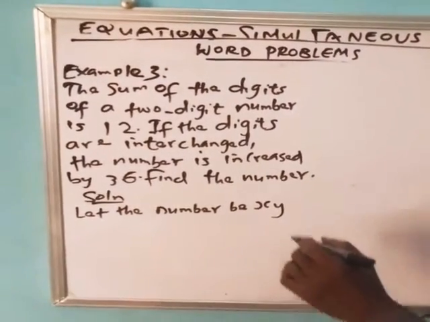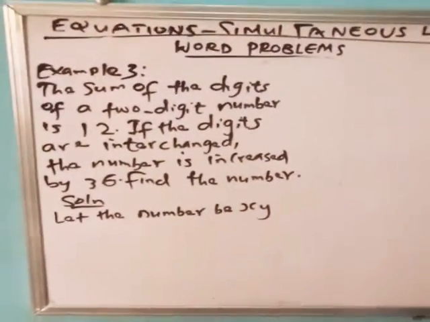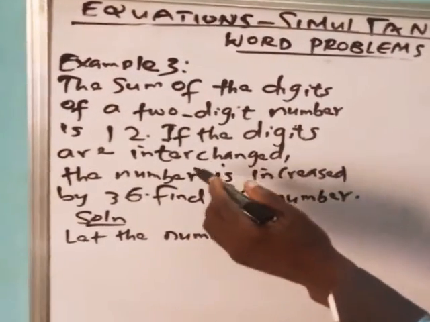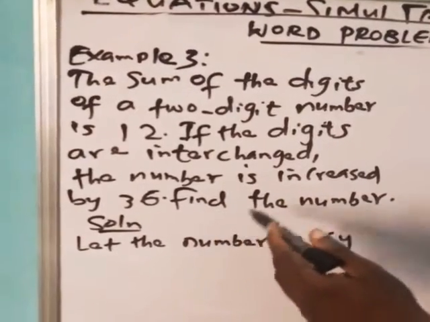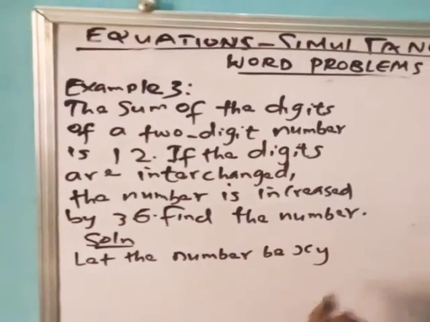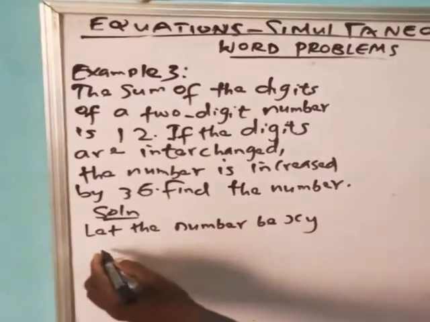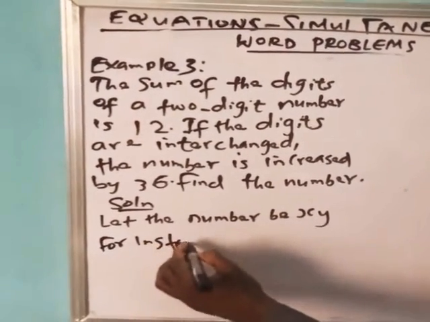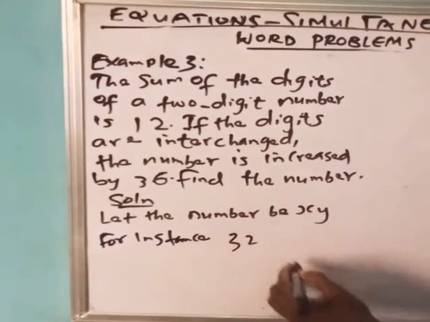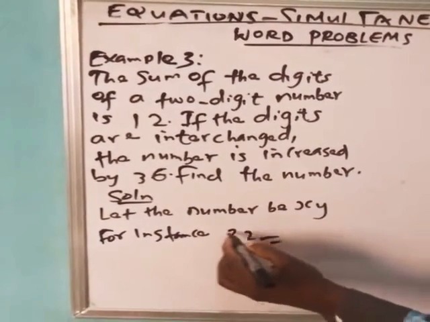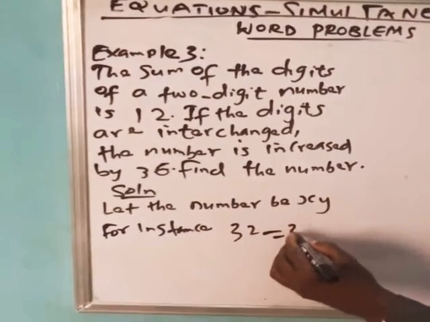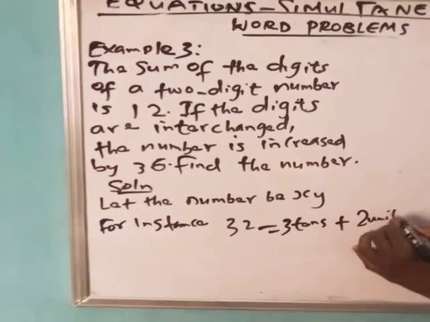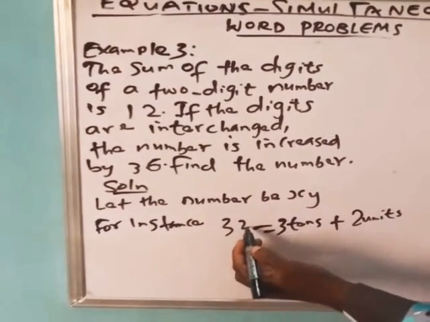Now example 3. The sum of the digits of a 2-digit number is 12. If the digits are interchanged, the number is increased by 36. Find the number. Let the number be xy, a 2-digit number. For instance, if 32 is a two-digit number, this is units, tens. 3, that will be 3 tens plus 2 units. Are you following? 2 units, 3 tens.